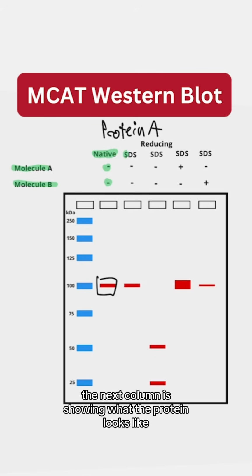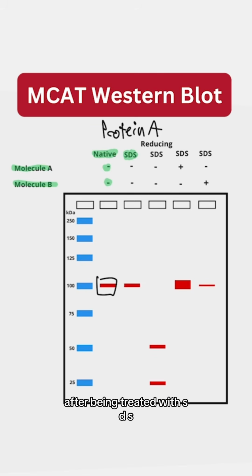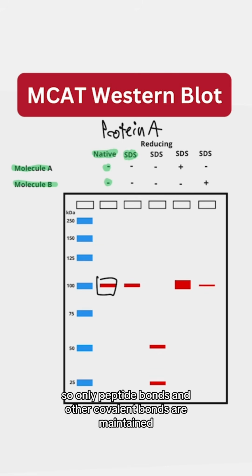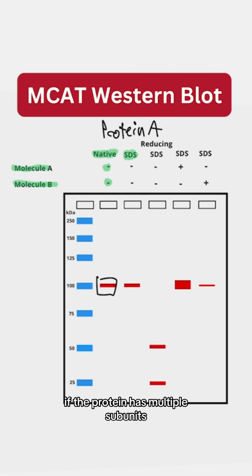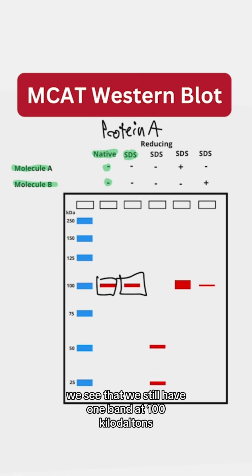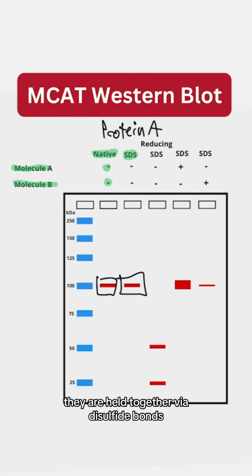The next column is showing what the protein looks like after being treated with SDS. SDS coats the molecule in negative charges, which disrupt all intermolecular forces. This is going to disrupt all levels of protein folding except primary structure, so only peptide bonds and other covalent bonds are maintained. If the protein has multiple subunits, the subunits will be separated unless they're held together via disulfide bonds. We see that we still have one band at 100 kilodaltons. This indicates that if the protein has multiple subunits, they are held together via disulfide bonds.